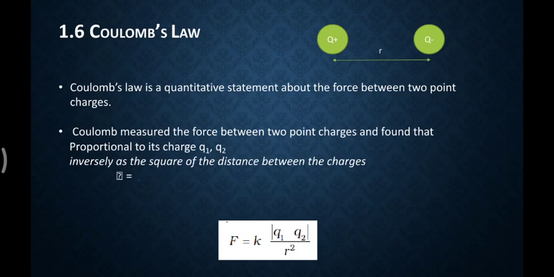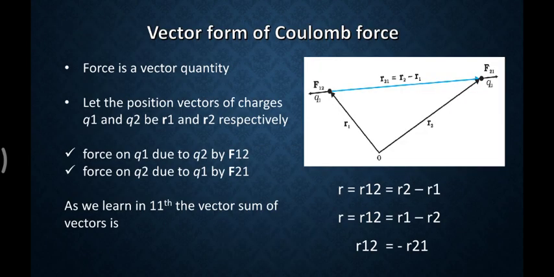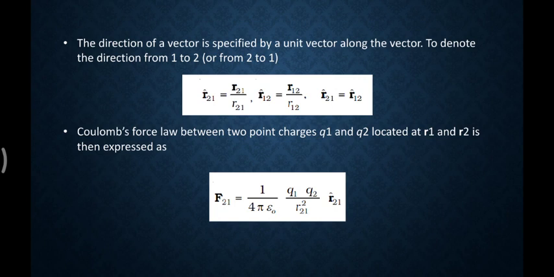Now we have to introduce the direction, and the direction is introduced using a unit vector. The unit vector tells the direction. Please be attentive here, this is an important and critical part of this discussion. The direction of a vector is specified by the unit vector along the vector direction, to denote the direction from 1 to 2 or 2 to 1.